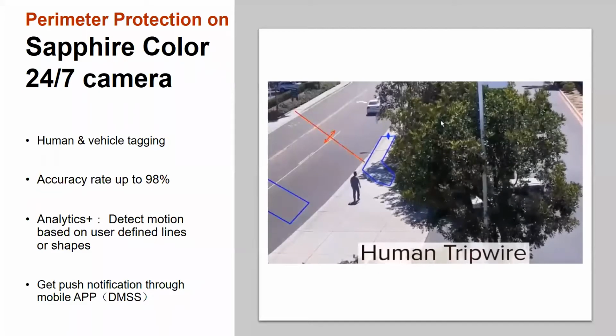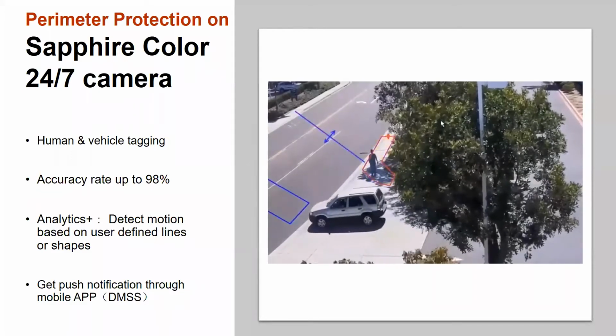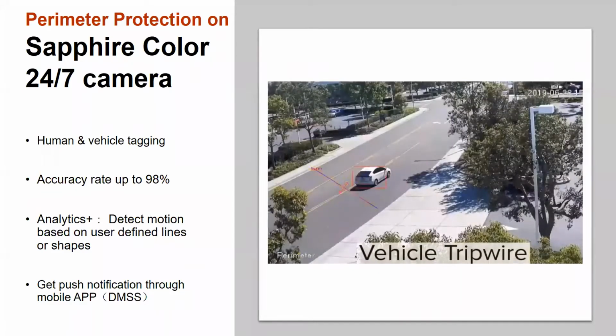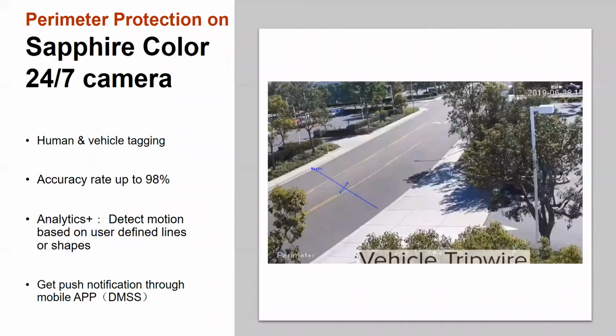As you can see, the person walks in, and it pretty much triggers. Here's a vehicle, and that line got triggered. That means that event was a vehicle event. So the difference between SMD and perimeter protection is that there are no lines to be drawn under SMD, while in perimeter protection you have to draw the line and then determine if it's going to be a human or vehicle, and then you will still get the notifications, just like SMD.